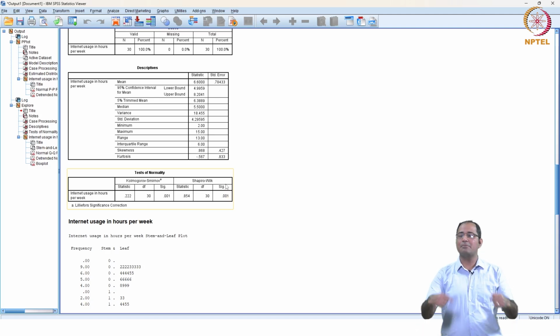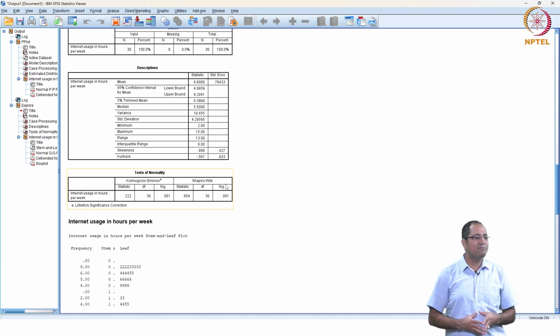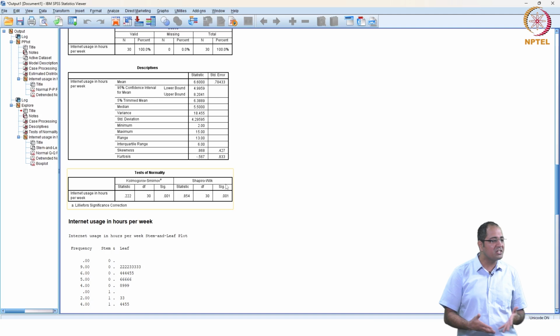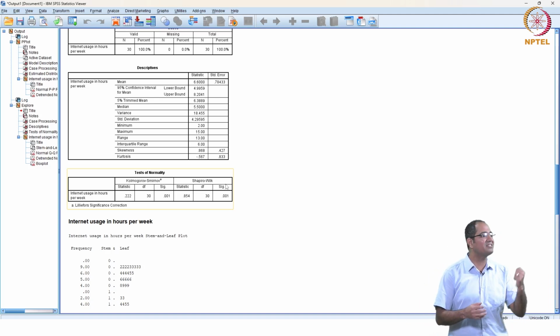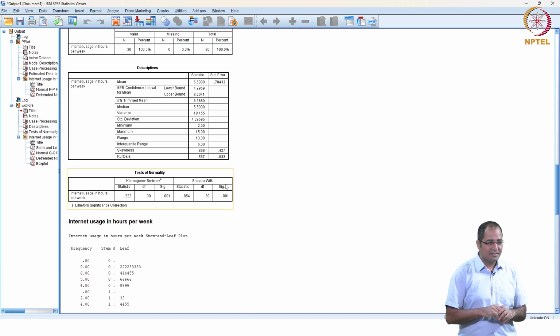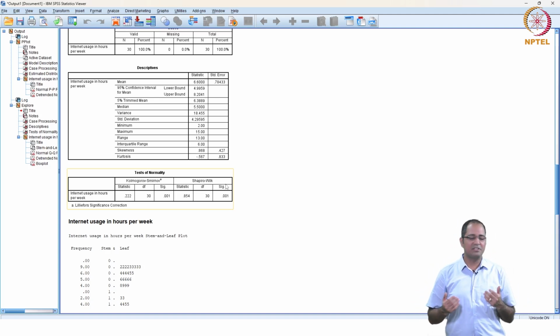We are inferring about the population that the internet usage data is not normally distributed, because the p-value is 0.001. So what is the null hypothesis here? Normally distributed. We are rejecting. Yes. So there is a null hypothesis and there is an alternate hypothesis.